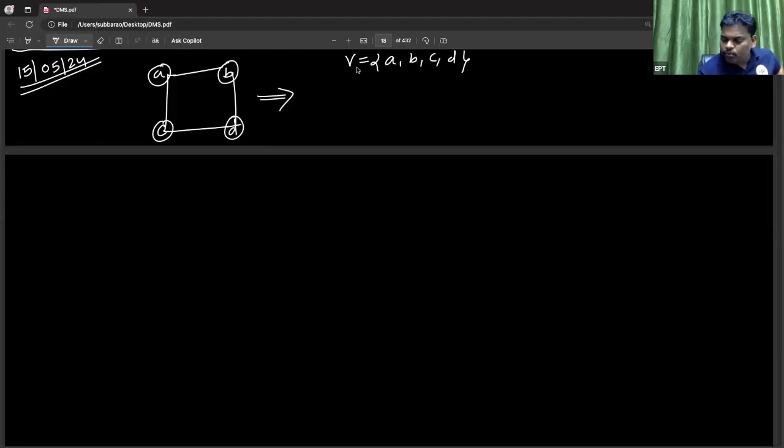Now what I have to do is, V contains 4 vertices, and I have to divide V into 2 parts, M and N. Means out of these 4 people, a few people will go to the M group and a few people will go to the N group. I have to keep a few people in the M group, a few in the N group. How will I keep them? Let's see.